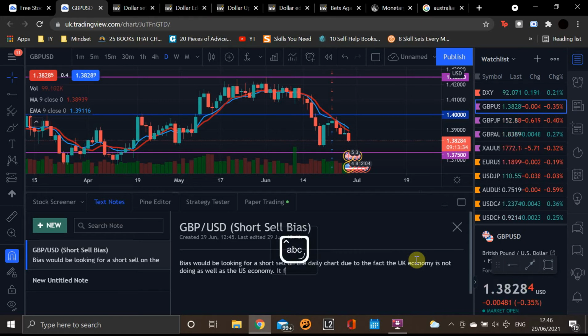It failed to break out of the 1.4 level, and it seems to be in a slight downtrend. Okay, cool. So short sell bias.